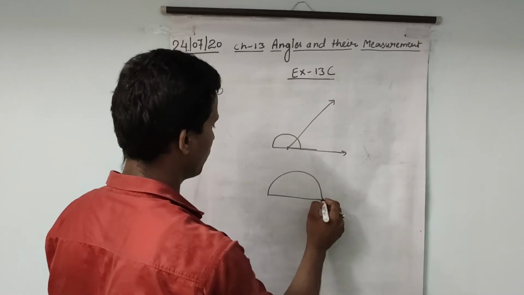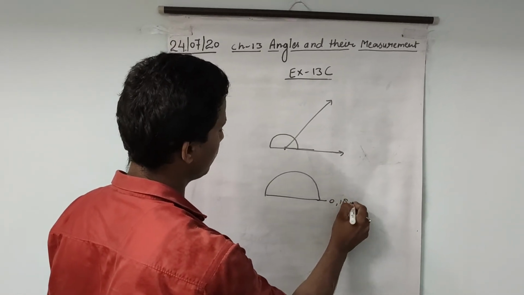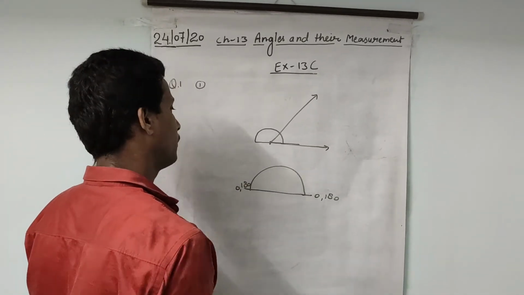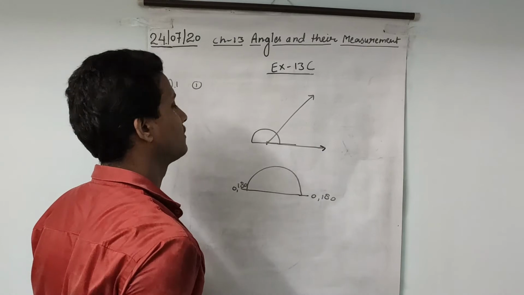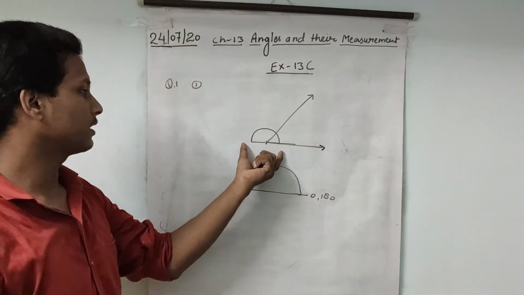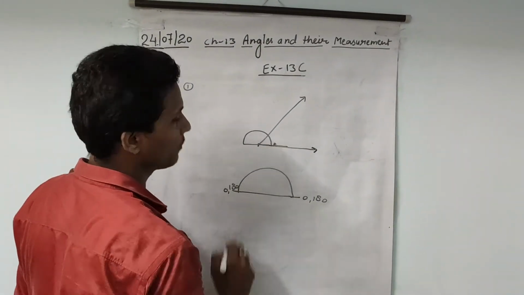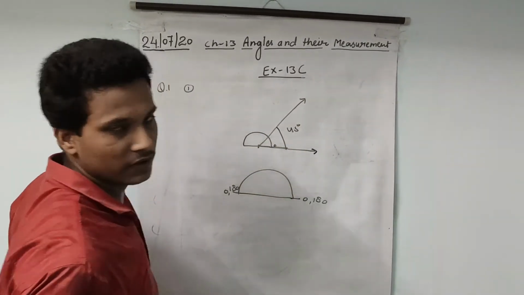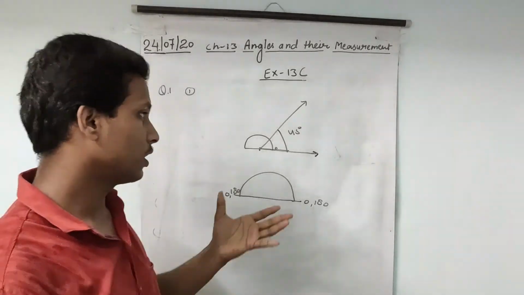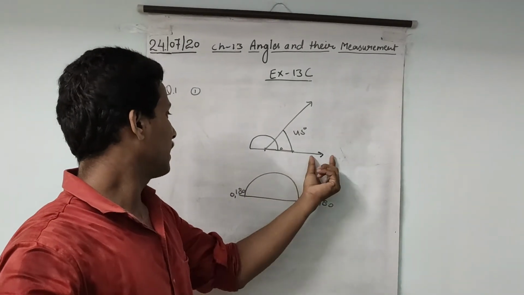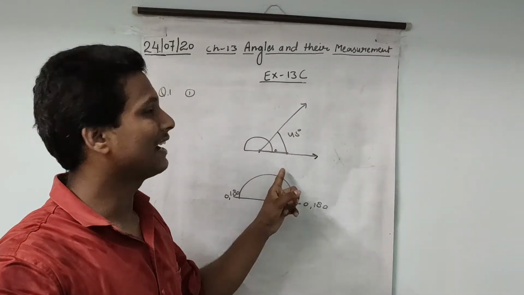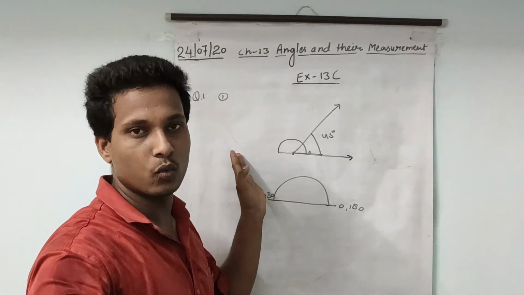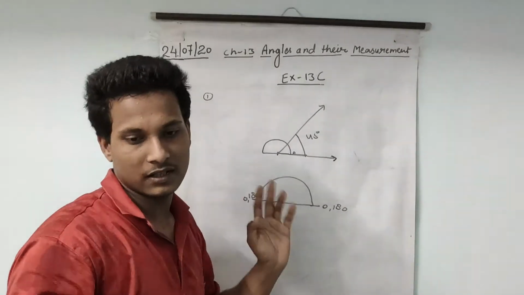This is your protector, and at both the ends you have 0 and 180. So where the arm is, if you are putting the protector like this, you will consider the 0 from here. Then you will measure and you will get the first angle as 45 degrees. Where the arm is going, that particular side will be considered as 0, and the opposite side will be considered as 180 degrees.